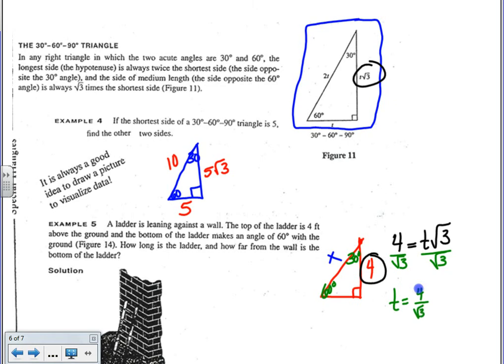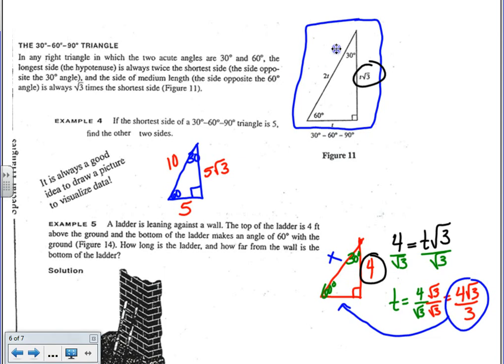But remember, from algebra and geometry, we're not allowed to have radicals in the denominator. So we're going to make this a better answer by rationalizing the denominator, square root of 3 over square root of 3. And I end up with 4 square roots of 3 over 3. Now I got to be a little careful. All I just found was t. And remember, t is the short leg. He's that guy. We want to know the hypotenuse.